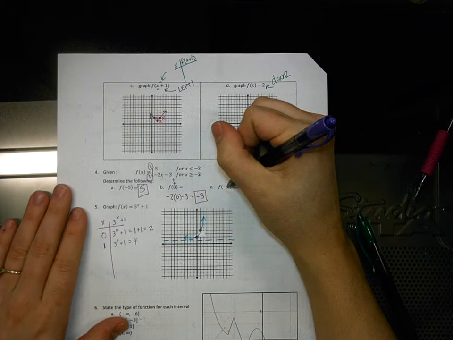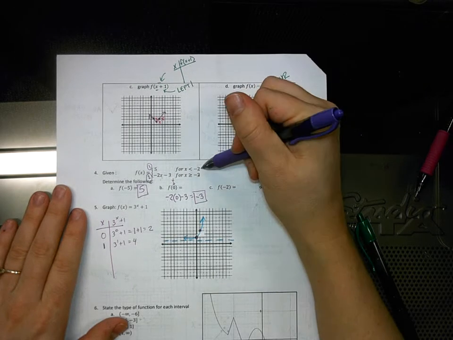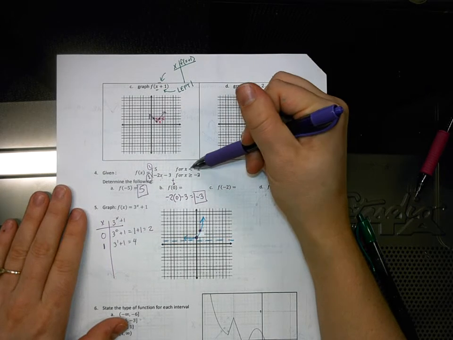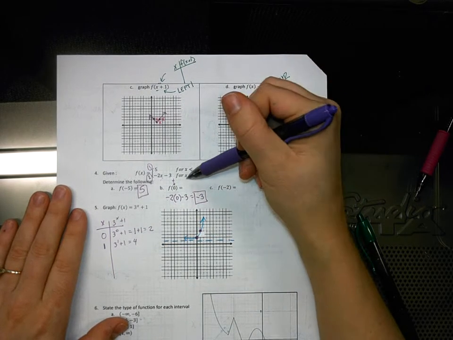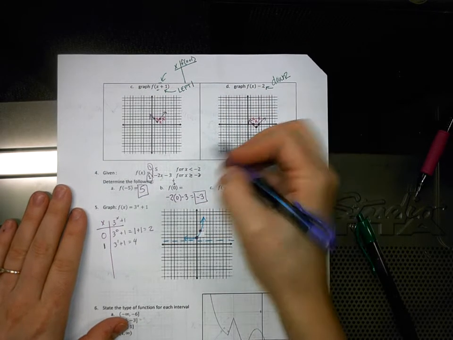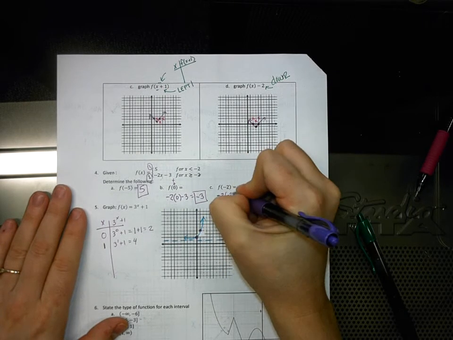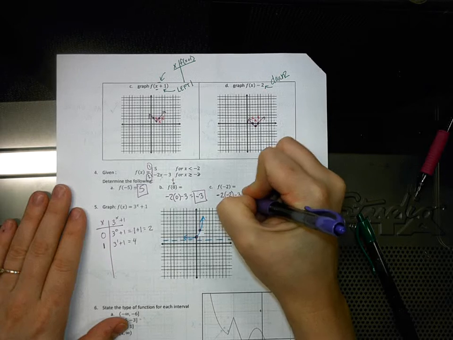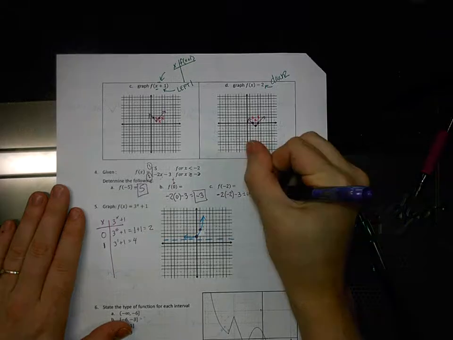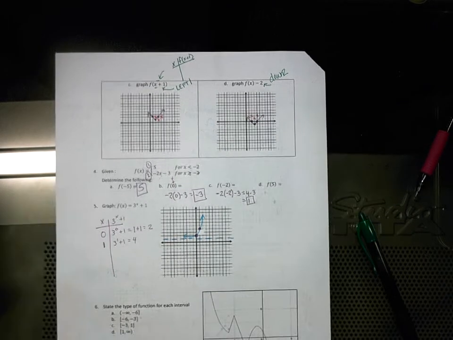F of negative 2. My x value is negative 2. I cannot use my first piece because x is not equal here. So this would be like saying negative 2 is less than negative 2. Not a true statement. Negative 2 is equal to negative 2, or greater than or equal to negative 2. So we have to use our second function again, plugging in that negative 2. And then we'll subtract 3 from the end of that. So we're going to do 4 minus 3, which is 1. So my answer for part C is 1.